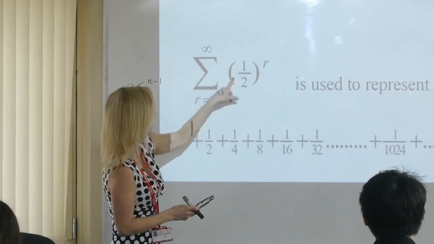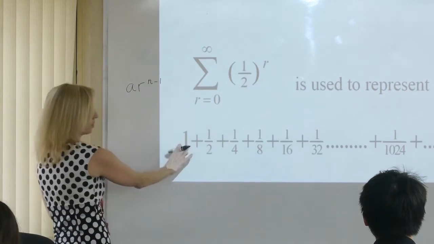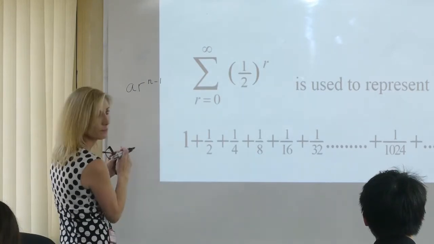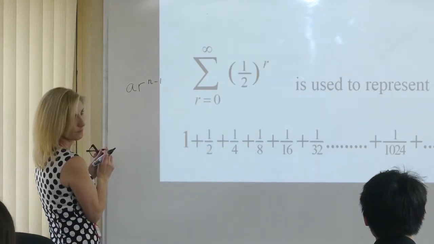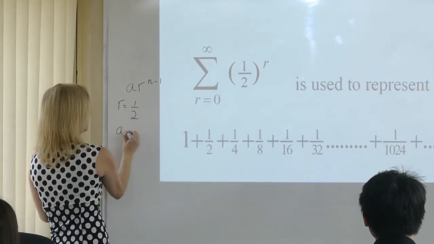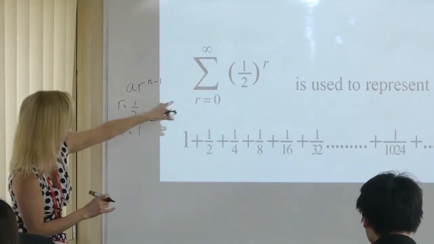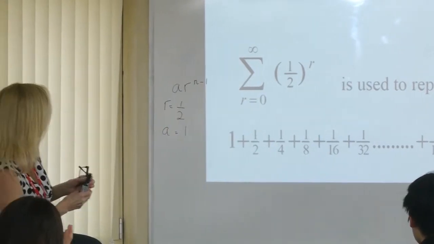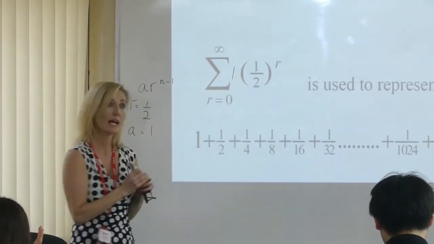So what was the r value? What was our constant ratio value in this sequence? 1 over 2. So r was 1 over 2. What was our a value? 1. Okay. So you can see where the formula originated from. Because our a value is 1, we don't have to put it in, since the 1 doesn't change the formula in any way.